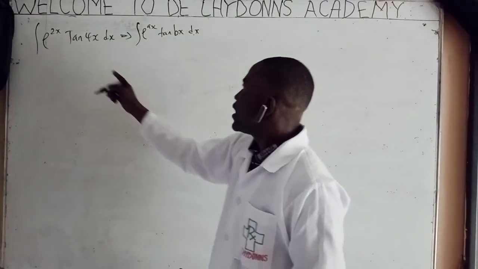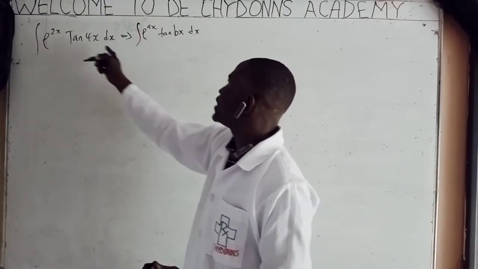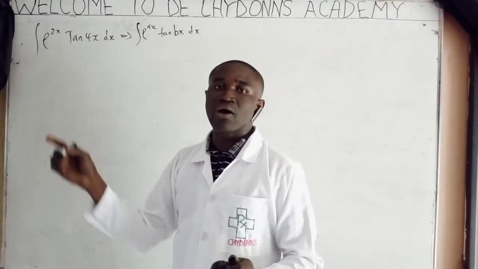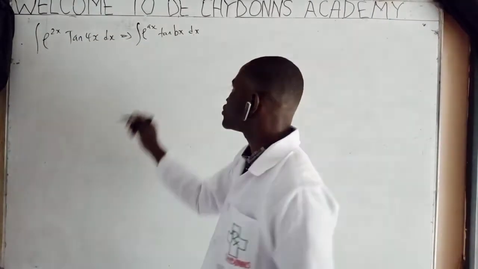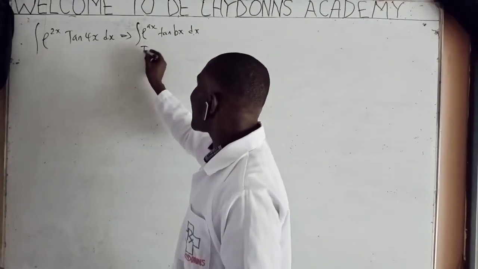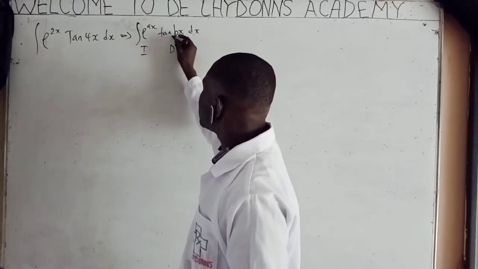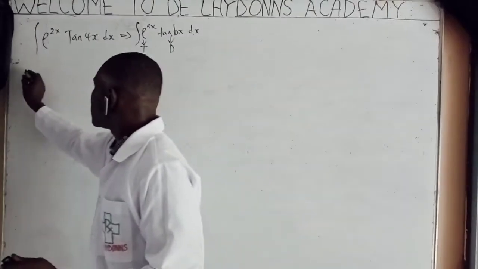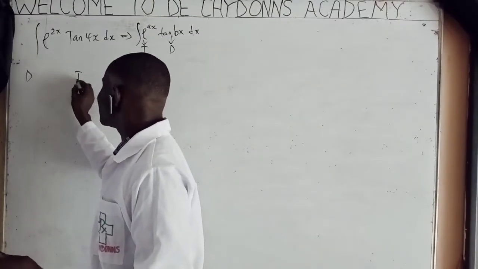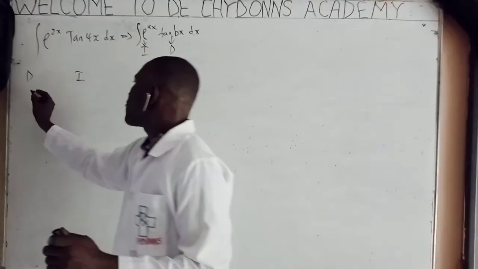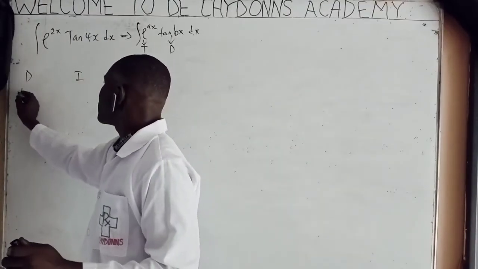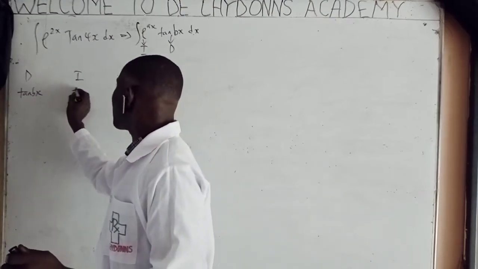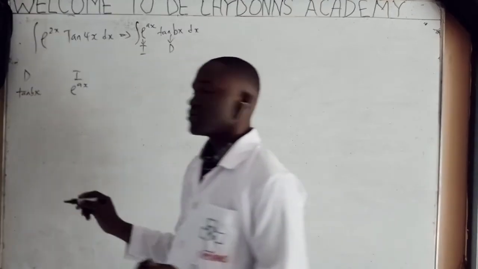That is, a is 2, b is 4. When we are able to integrate this, then you will use it as a shortcut. Call this your I and call this your D. Now see what we mean. D, I. You use the tabular method to integrate. We now say D is what? Tan bx. I is what? Exponential ax.